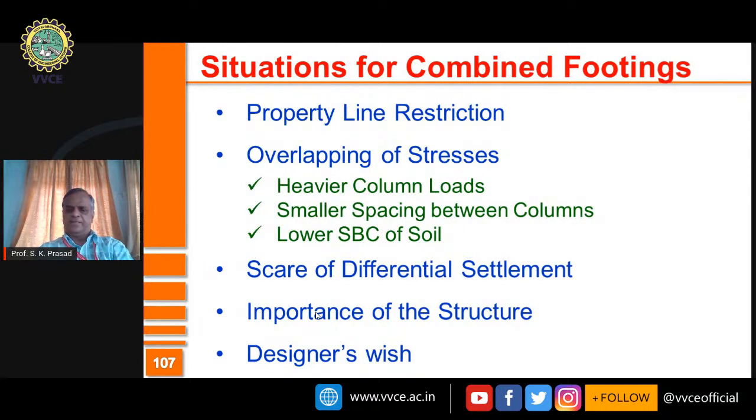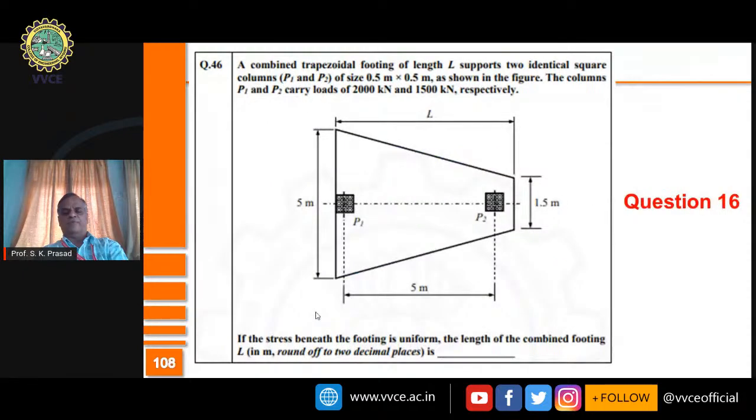Maybe property line restriction, overlap of stresses due to heavy column loads, spacing between the columns being small, or SBC of the soil being low, scale of differential settlement, importance of the structures, and designer's wish are some of the important issues which will promote a designer to shift from isolated footing to combined footing.